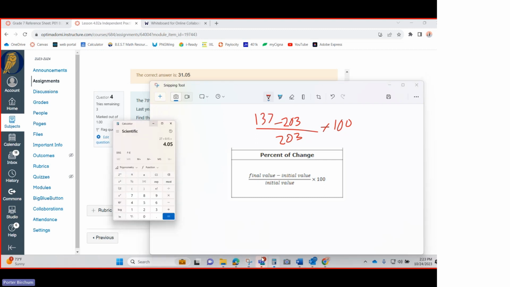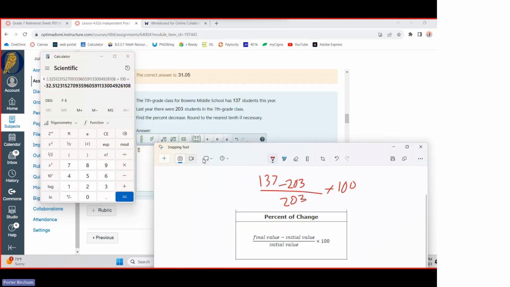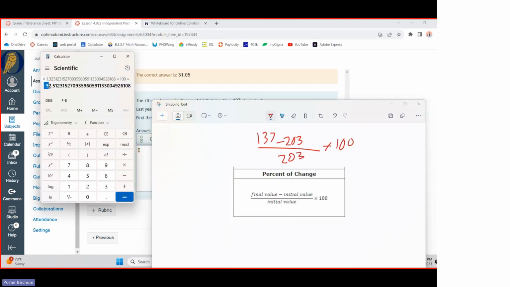137. Now in my calculator, I'm going to finish out this problem. 137 minus 203 equals negative 66. It's important you push the equals button or use parentheses so that way your calculator knows to subtract before dividing. Now I will divide, then I will times 100. Negative 32.5. Did it say round to the nearest tenth? Yes, it did. Negative 32.5%. Because 1 is closer to 0 and rounds down.